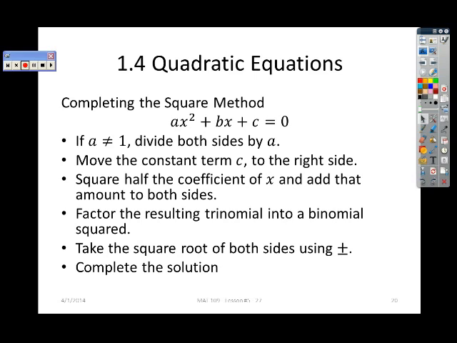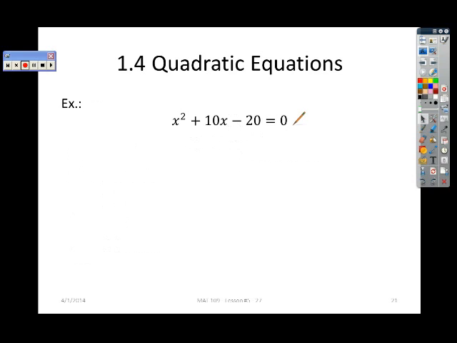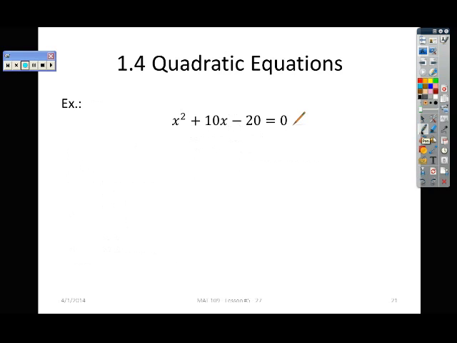Then we finish the solution, solving for x. That's the completing the square method. So here's an example. We have a quadratic equation. First step would be to put it in standard form. It's already in standard form, so we don't have to rearrange anything.